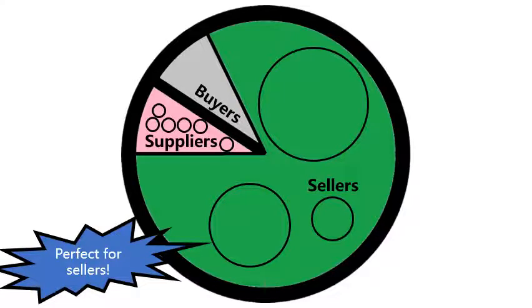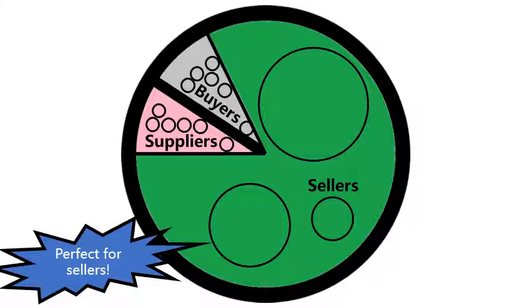Suppliers, on the other hand, are weak, and they're less concentrated than the sellers. So there's more suppliers than there are sellers. And the same thing with buyers. There's a lot of very weak buyers, so sellers can play them off each other.